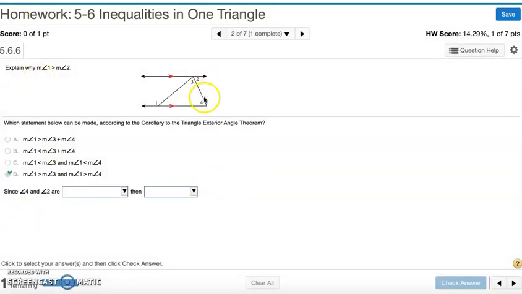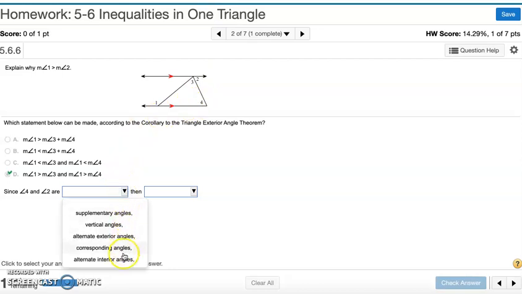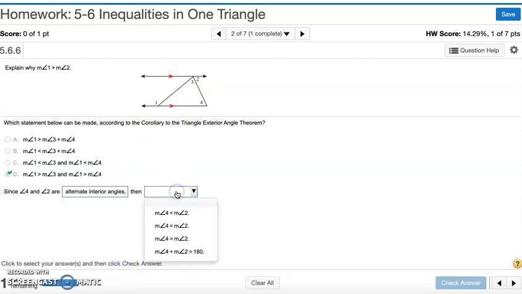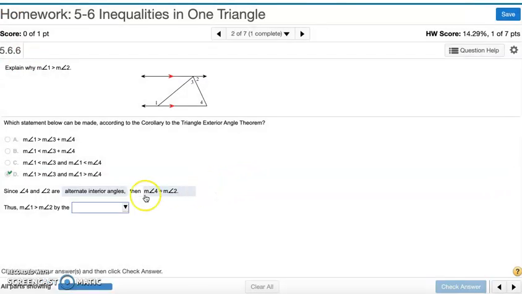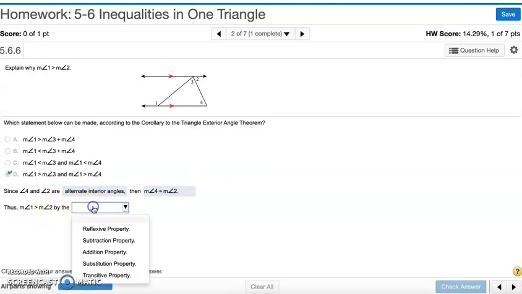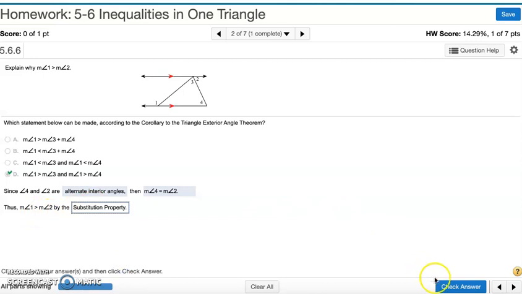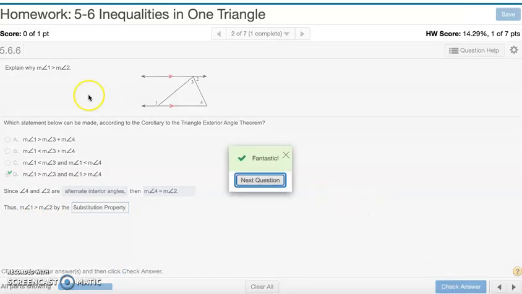Now angles 4 and 2 are alternating interior angles, which means the measure of angle 4 is equal to the measure of angle 2. So the measure of angle 1 is greater than the measure of angle 2 by the substitution property. And that's number 2.